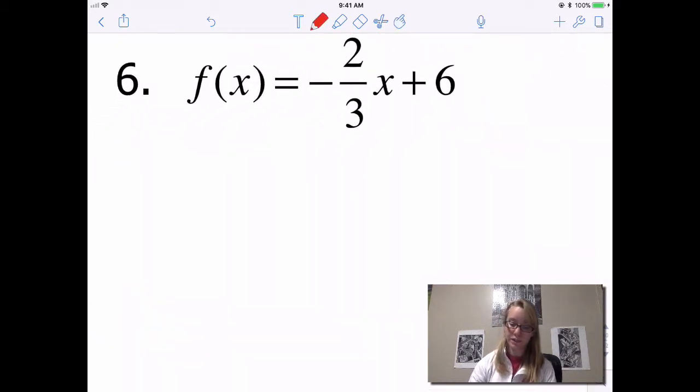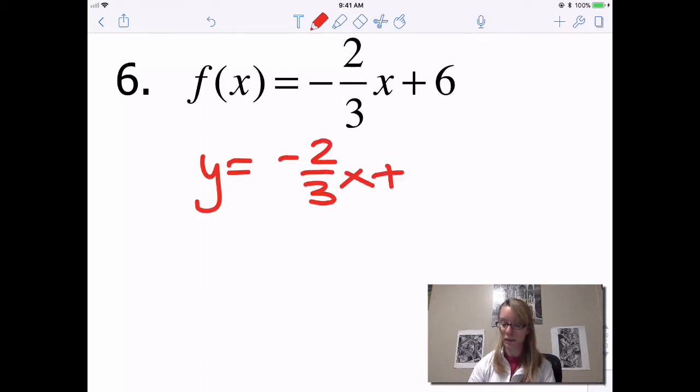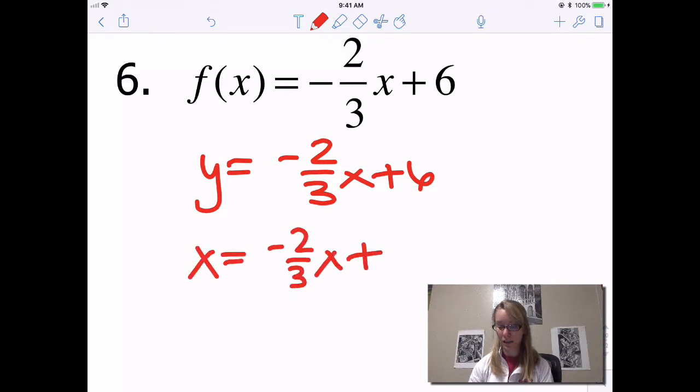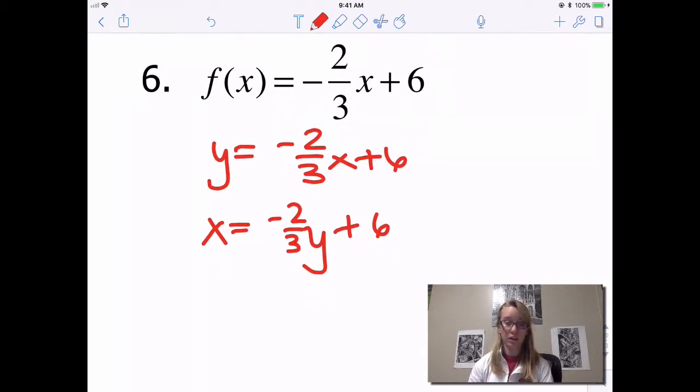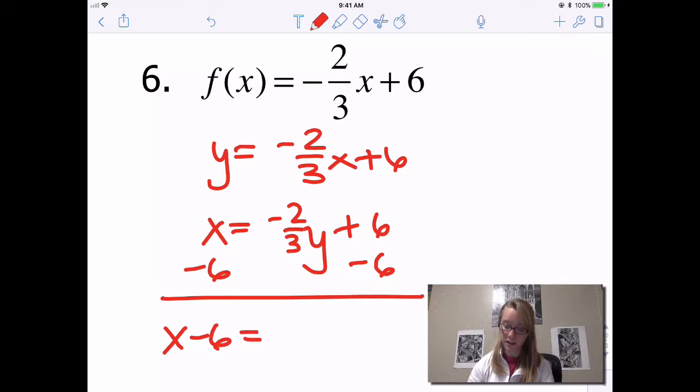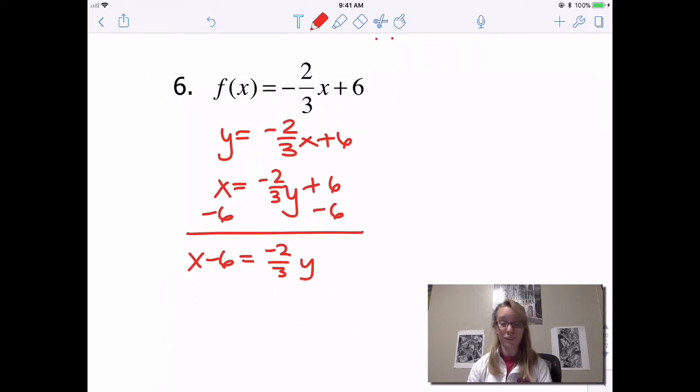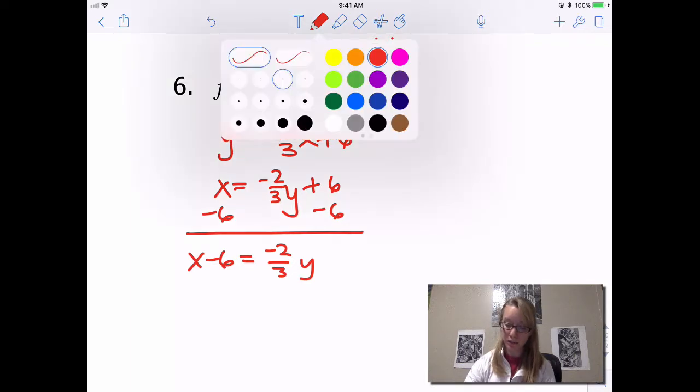Number 6, same process. Y is negative 2/3 x plus 6. Switch x and y. X is negative 2/3 y plus 6. Okay, then we solve for y. Subtract 6 on both sides. X minus 6 is negative 2/3 y. And again, the fraction can sometimes get us, so be careful.